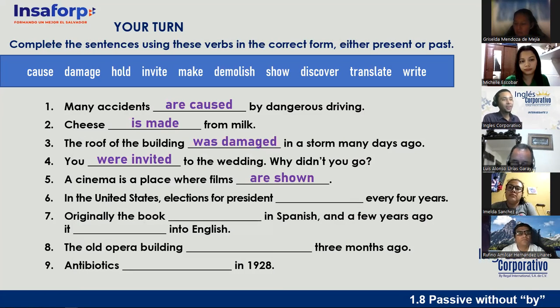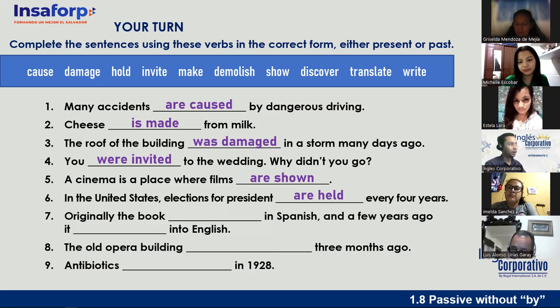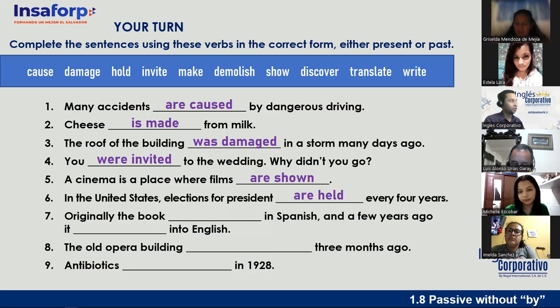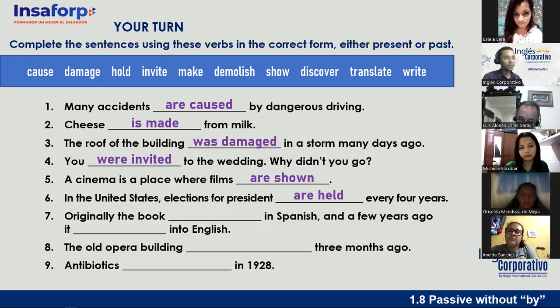Thank you, Griselda. Michelle Escobar, please, number six. In the United States, elections for president are held every 4 years. Correct. Very good. Thank you, Michelle. In the United States, elections for president are held every 4 years. We have a chat entry here. Ah, okay. Stella sent some messages. Okay. No problem. Let's see. Stella wants to participate now. Number seven.